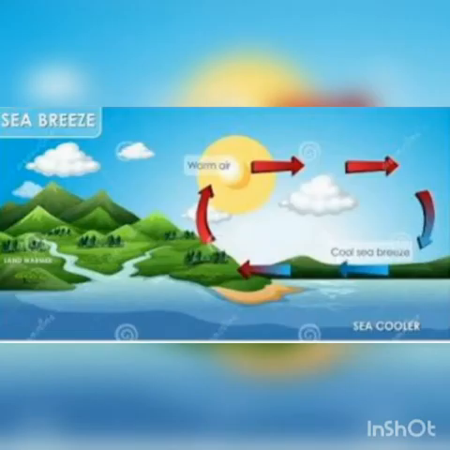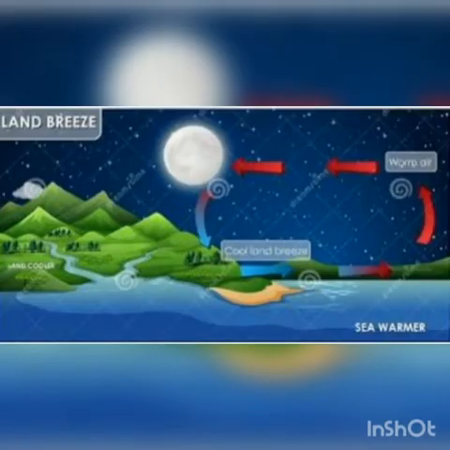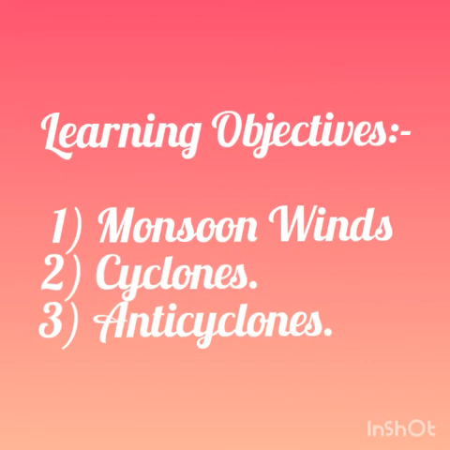We also studied the sea breeze. That means the cool breeze that blows to the land. Next, we studied the land breeze. Here, the winds blow from the land to the sea. So, the objectives for the day are the monsoon winds, the cyclones, and the anticyclones.